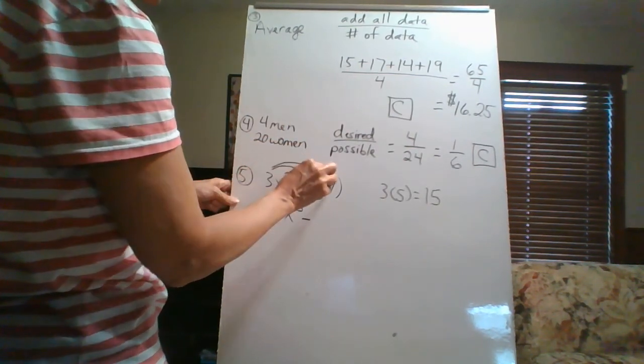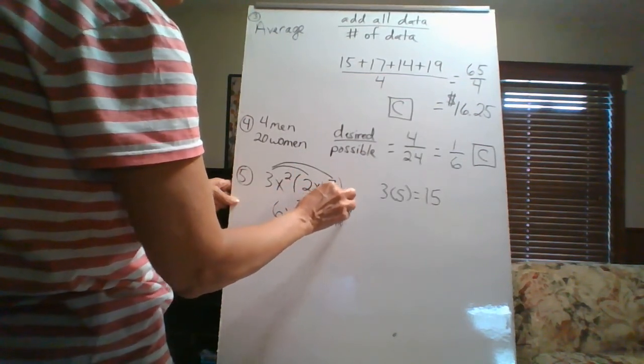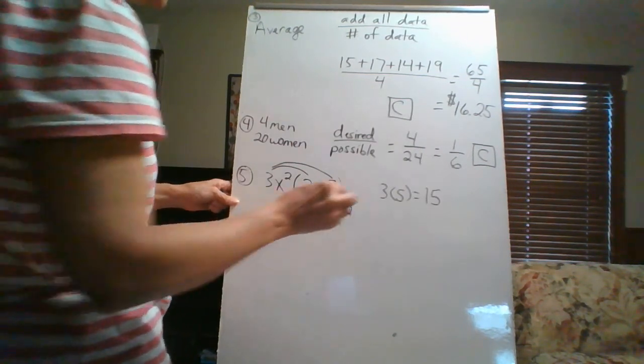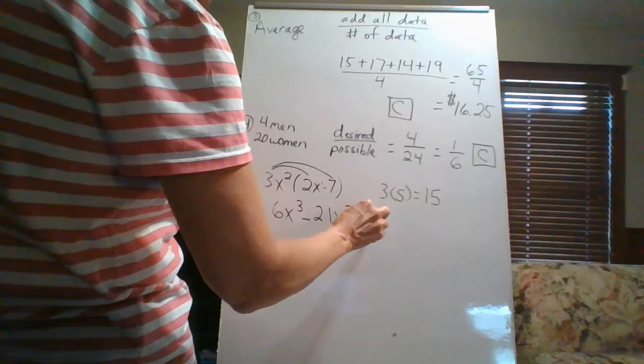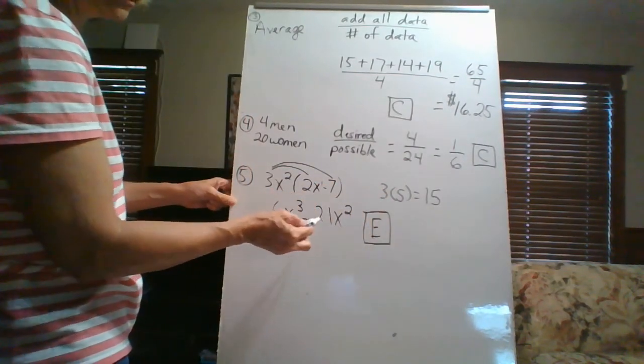Minus 3x squared times 7. 3 times 7 is 21 x squared. So then look and see. One of those answers, yes. The answer is E. 6x cubed minus 21x squared.